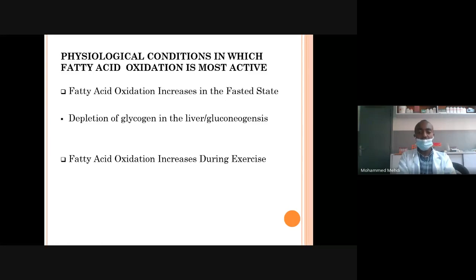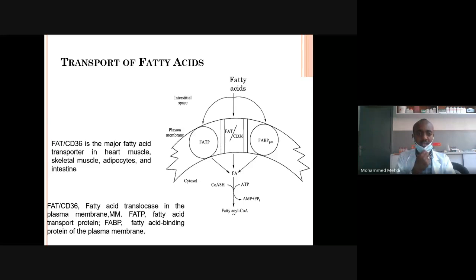During exercise, again, there is a demand of high energy by the muscle. In that case, fatty acid oxidation will be increased. So there are two conditions: in the fasting period and during exercise, fatty acid oxidation will be increased. Fatty acids, after they are released from triacylglycerol, will be taken by the cell and transported into the target cell. Assume it is a muscle cell.